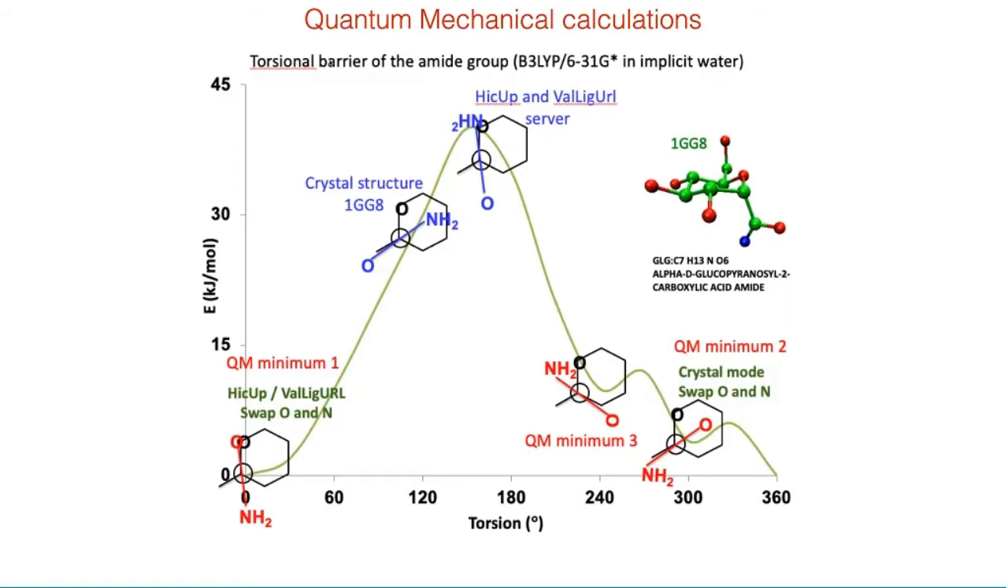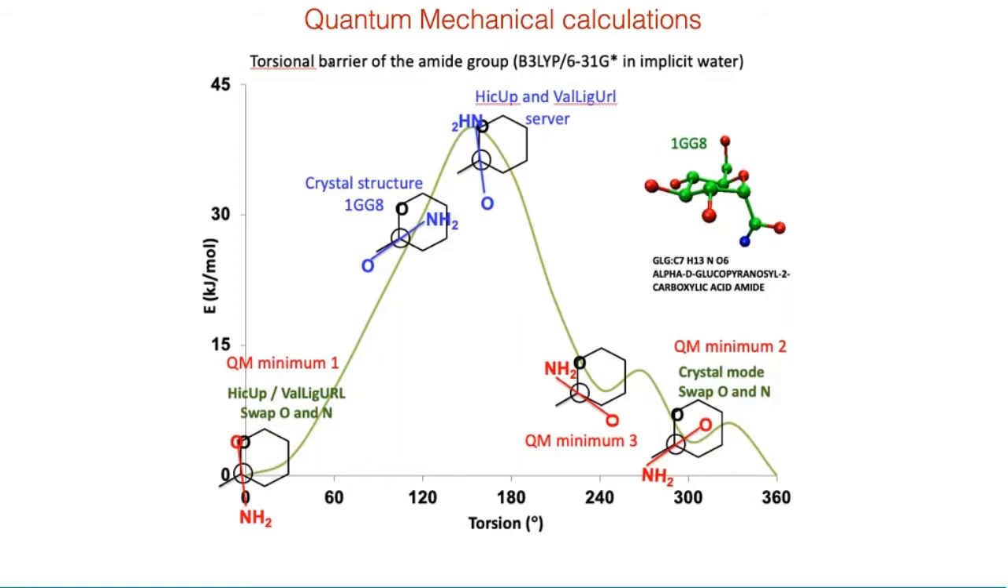So if I take the crystal structure 1GG8 and swap oxygen with nitrogen, actually it is the QM minimum 2. And if I take the structure from the validation server and swap oxygen and nitrogen, actually it is the QM minimum 1, which is the global minimum. And again, this is just to highlight that oxygen and nitrogen are not easy to distinguish in electron density when you solve a structure using X-ray crystallography.